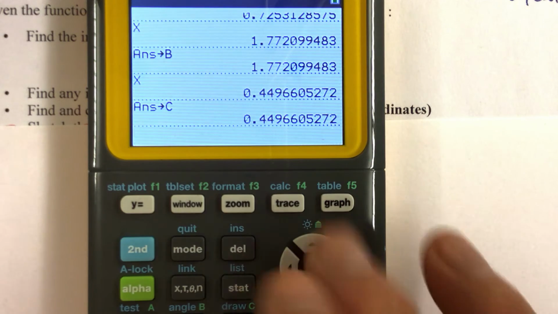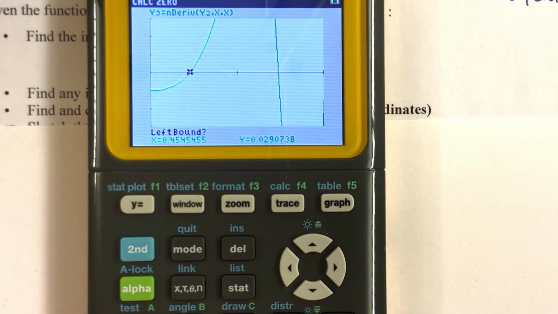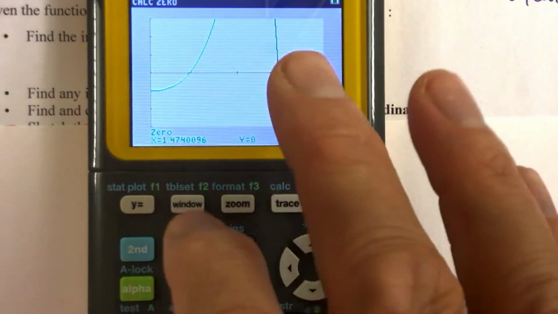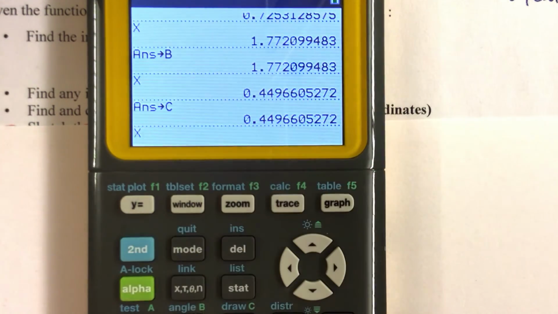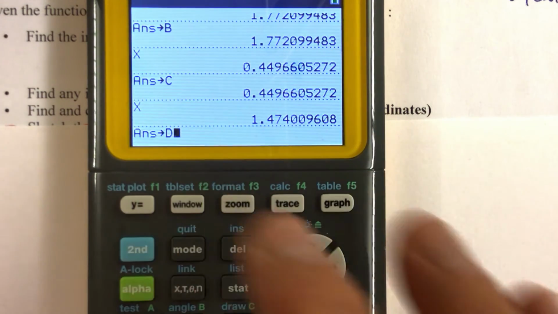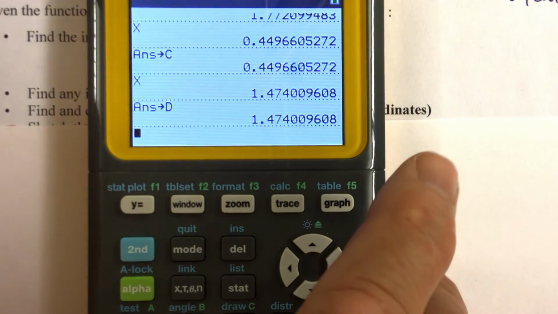And then we're going to do the same thing with the other x-intercept, which has a left bound of 1, a right bound of 1.9, and a guess of 1.5. And so there we have our second x-intercept for f double prime, and x enter is 1.474. We're going to store that in alpha D, and you can see that all on my paper, and that's pretty much it. Oh, there is one more thing.